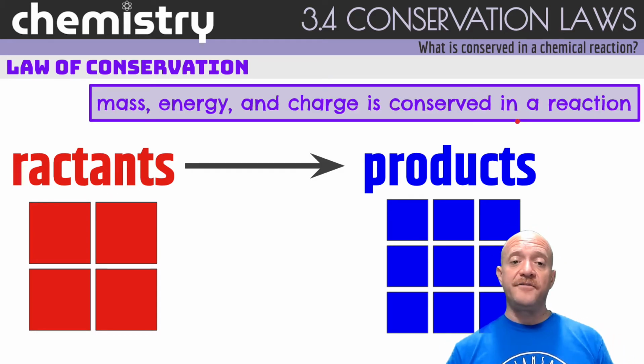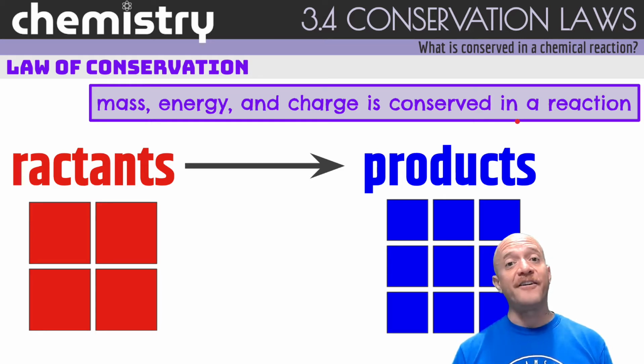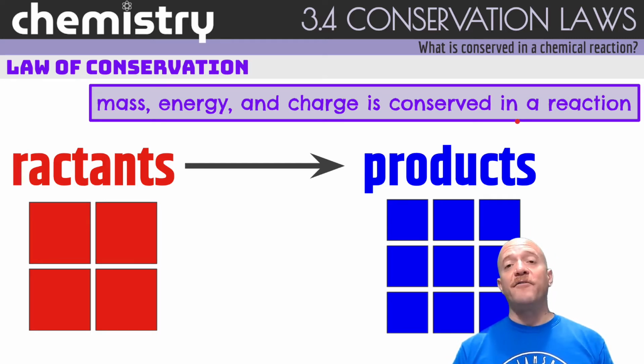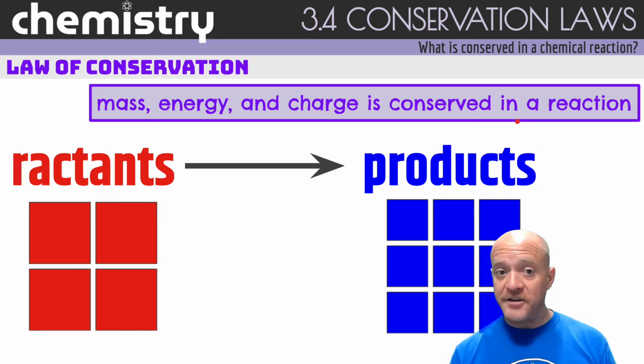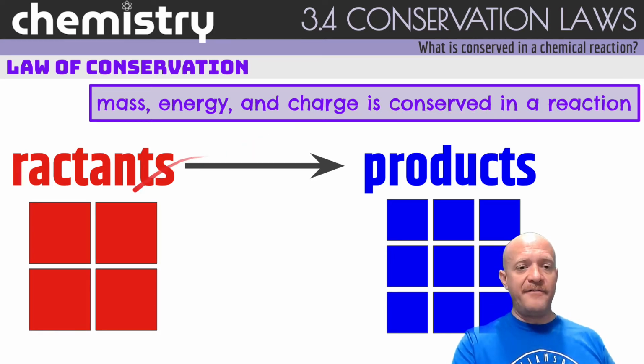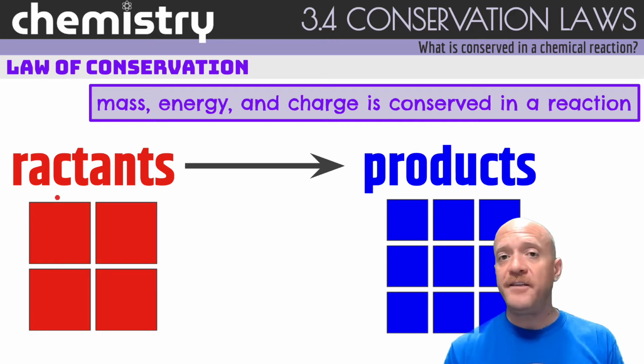So the law of conservation, there's law of conservation of mass, law of conservation of energy, law of conservation of charge. But all three of these are conserved in a reaction. So you always want to account for the mass, the energy, and the charge in both the reactants and the products. So you don't have to start with 4 and end with 9. This was just showing you that whatever you start with, you have to have the same. You can rearrange everything. Whatever you start with, you got to end with.